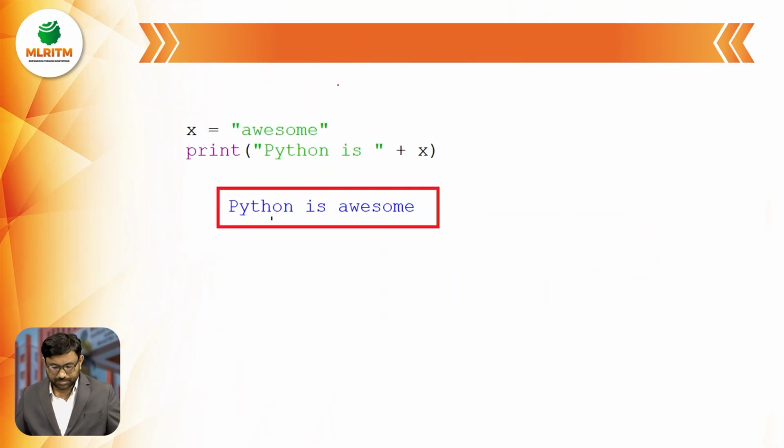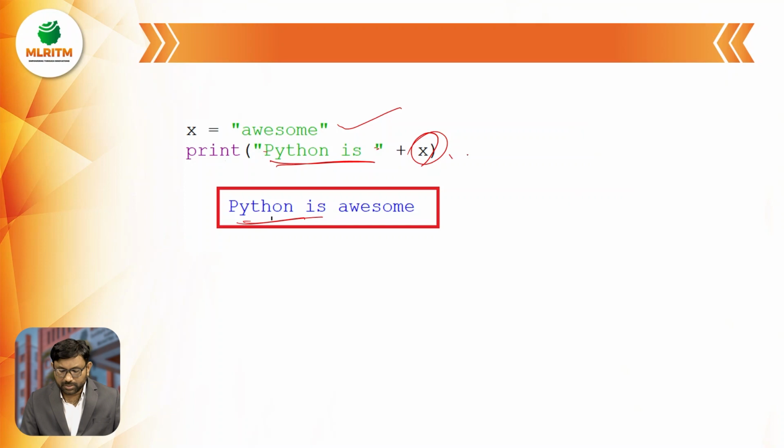Next, for example, x equal to awesome. Print Python is plus x. Simply, Python is up to this value, where double quotations are there, and the same value will be here. Python is awesome, with x equal to awesome. So this is about the next program.